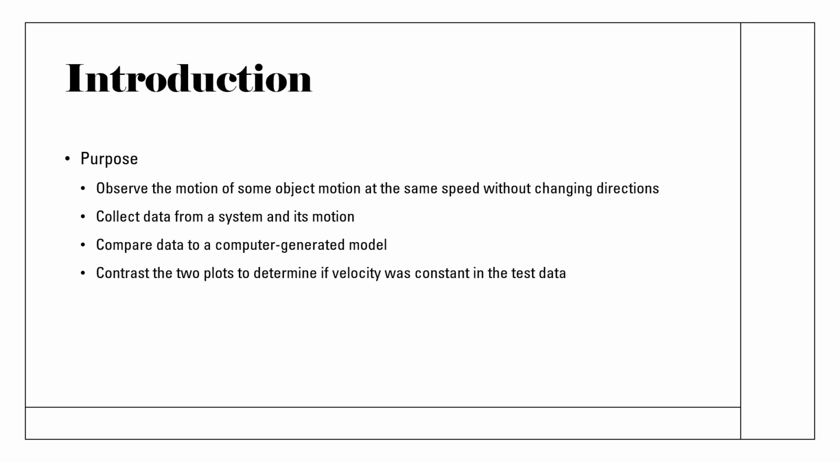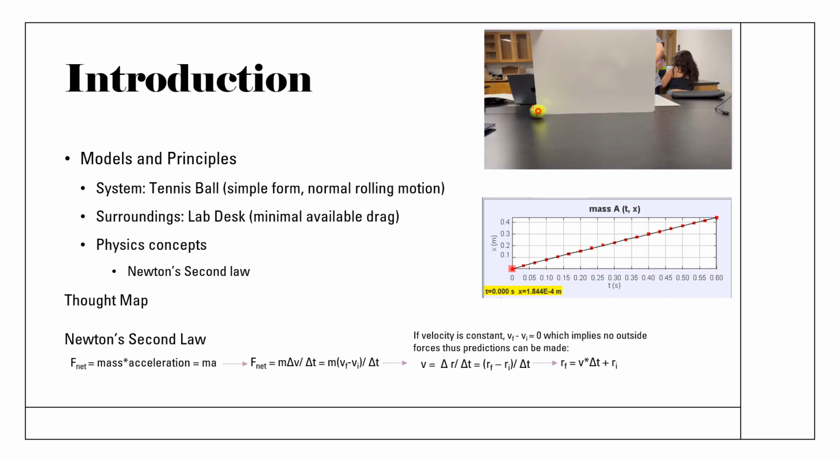For an introduction, the purpose of the experiment was to observe the motion of an object with the same speed without changing directions, and after this, to collect data and compare it to a computer-generated model which would plot two plots of data which we could contrast to determine if the velocity was constant in the experiment.